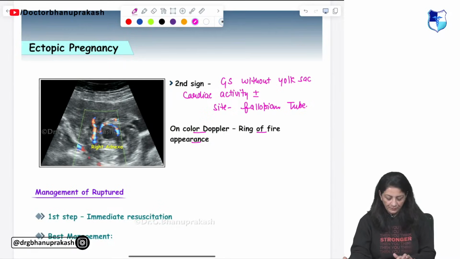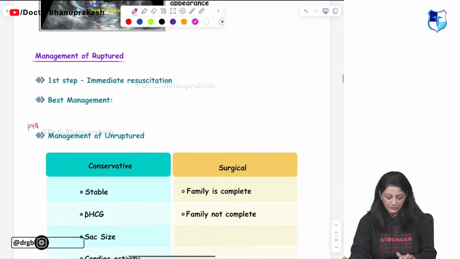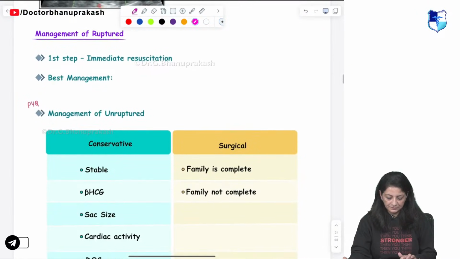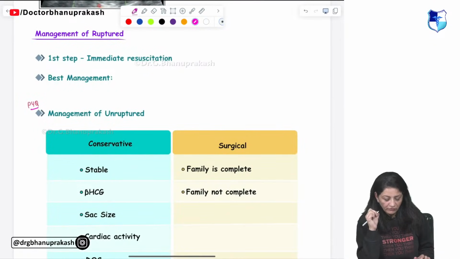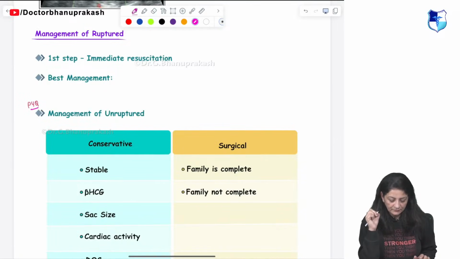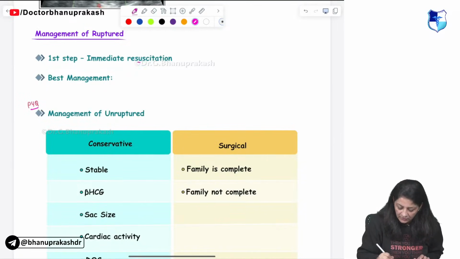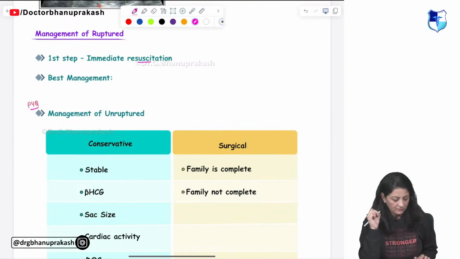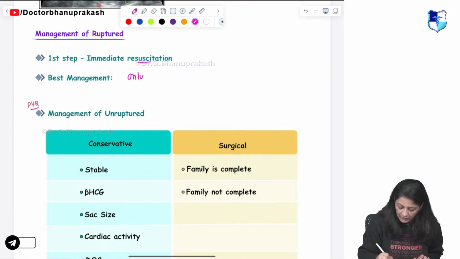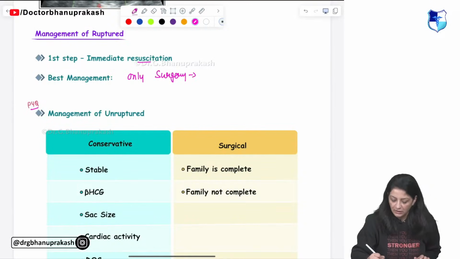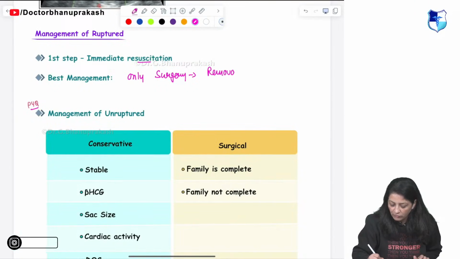So clear? Now, what is the treatment of ruptured ectopic pregnancy? This is also a PYQ. What is the treatment of ruptured ectopic pregnancy? First of all, immediate resuscitation. Then the best management is only surgery. Removal of the fallopian tube.